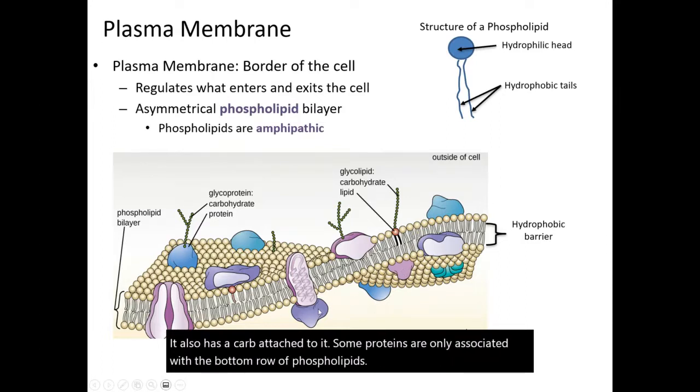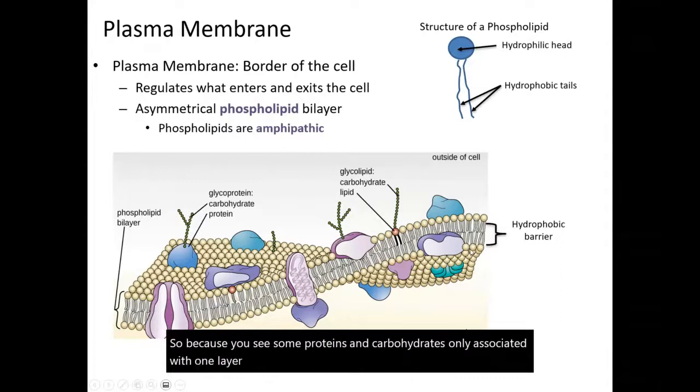Some proteins are only associated with the bottom row of phospholipids. Other proteins, like this one here, are able to span the entire plasma membrane. We call these transmembrane proteins. But notice that this one is solid, but this transmembrane protein on the end here is hollow in the middle. So this one is a transport protein. Because it's hollow in the middle, that means molecules can use it as like a tunnel to get across the plasma membrane.